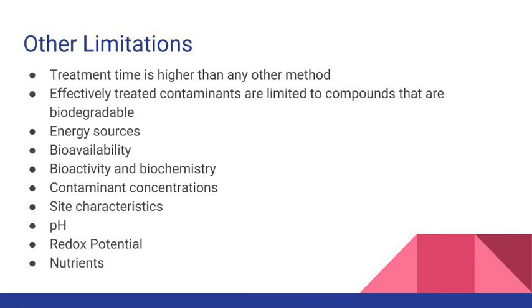Another factor is site characteristics. This usually has a big impact on the effectiveness of the biological remediation strategy. Site environment conditions are important to consider for biological remediation, such as the pH, temperature, water content, nutrient availability, and the redox potential. Now I will go into detail about these site characteristics.